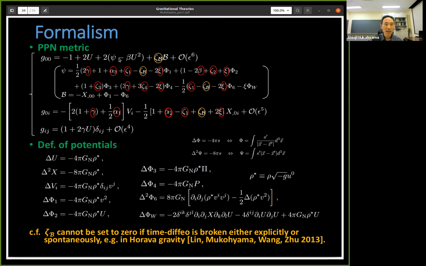Each potential has a coefficient, parameterized by actually 10 plus 1 parameters. These red ones are the standard 10 PPN parameters. But if we want to consider a theory with broken time diffeomorphism, then we need one more. For example, for Einstein-Gauss-Bonnet or, say, Horava-Lifshitz gravity, we need additional PPN parameters.